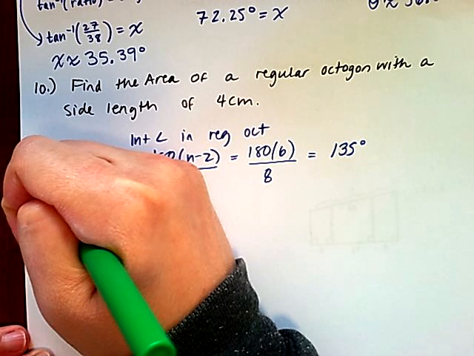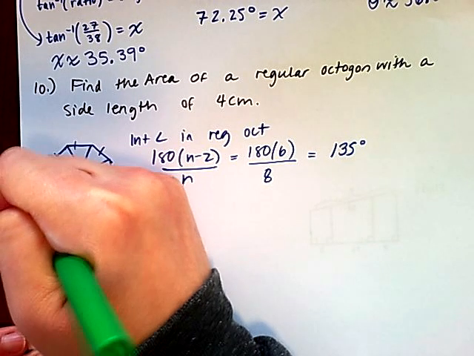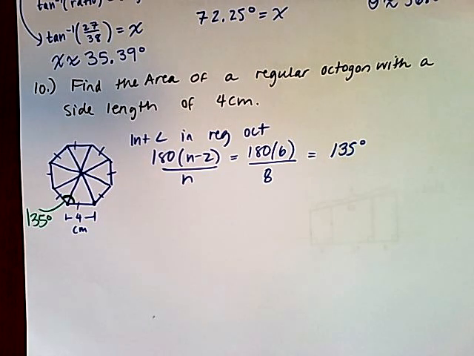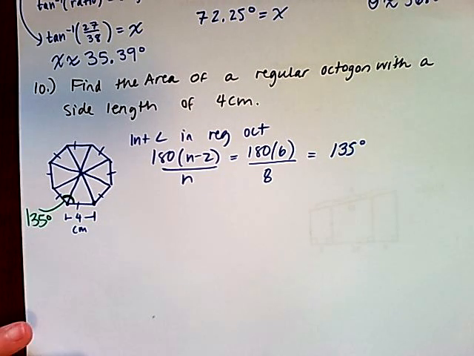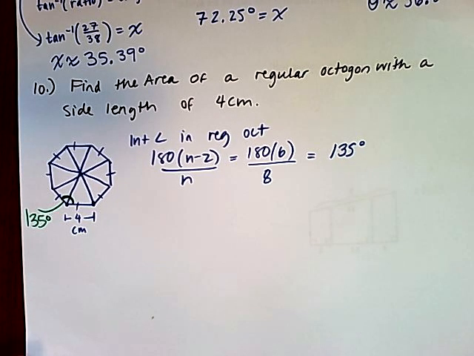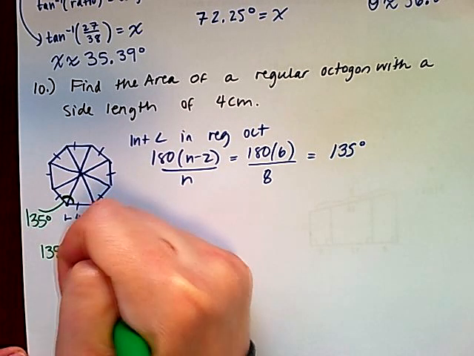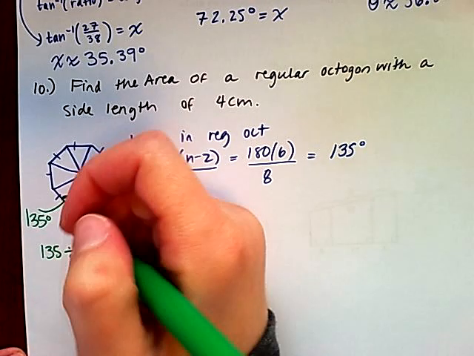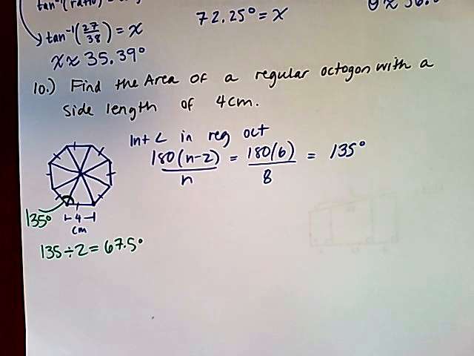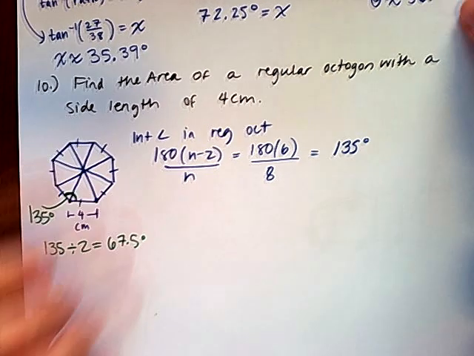So now I know that one angle in the octagon is 135, but that's not an angle in one of my triangles, right? Because that's this whole 135 degrees. So I know half of that would be the angle in my triangle, though. And half of 135 is, let's see, 135 divided by 2 is 67.5. So I know 67.5 is actually one of my angle measures in this triangle.